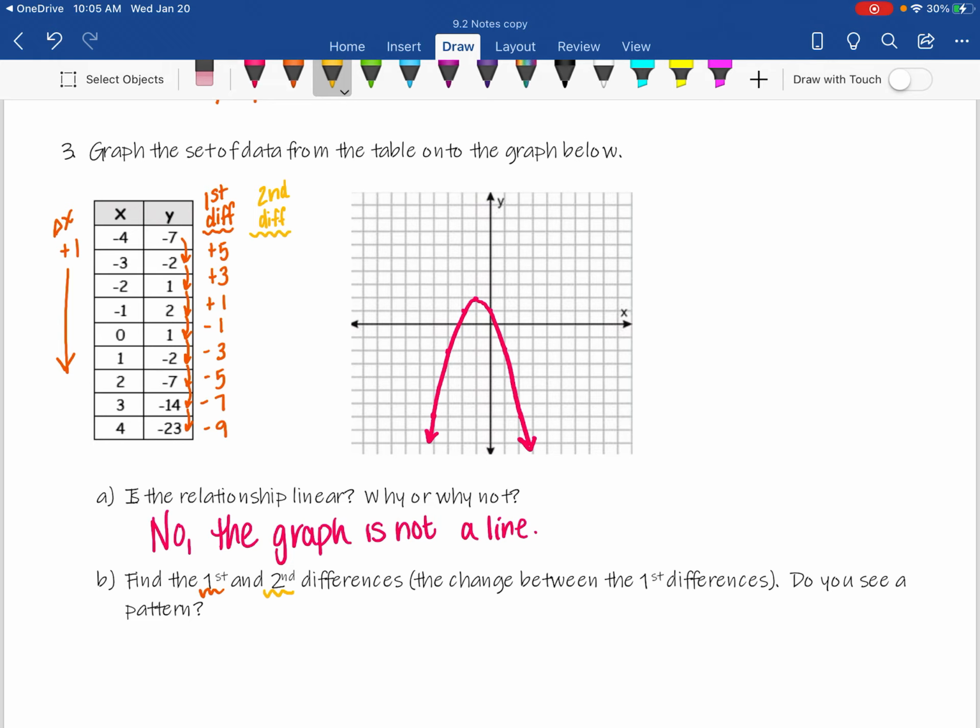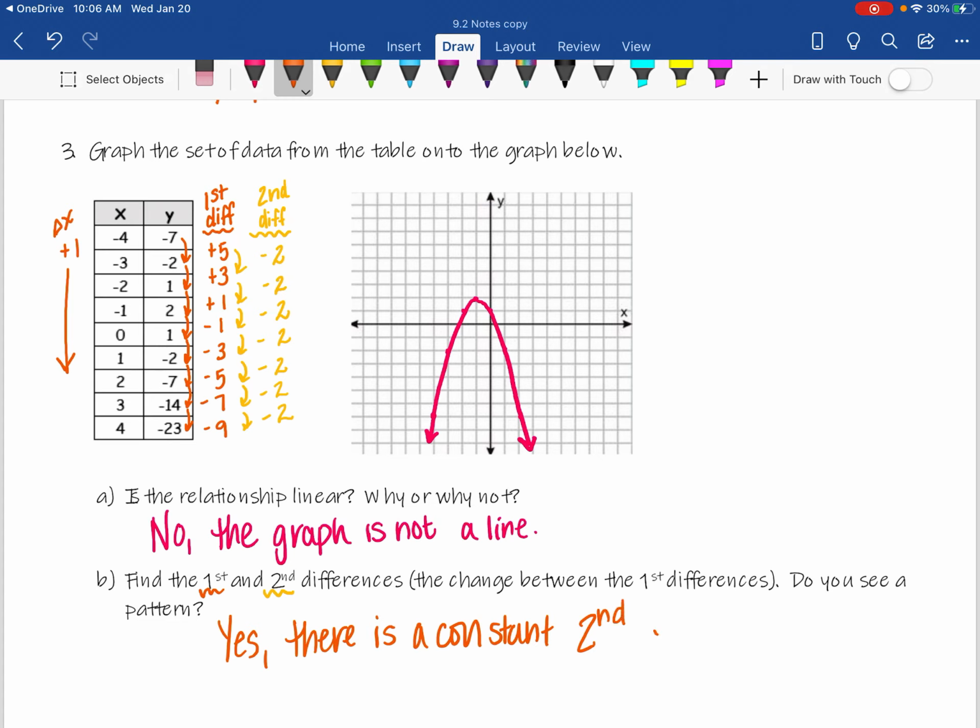I'm going to examine further by checking my second difference. Okay, from 5 to 3, that's a -2. 3 to 1 is -2. 1 to -1 is -2. -1 to -3 is -2, and you can see that that pattern continues, -2 all the way down. So do you see a pattern? Yes. There is a constant second difference of -2.